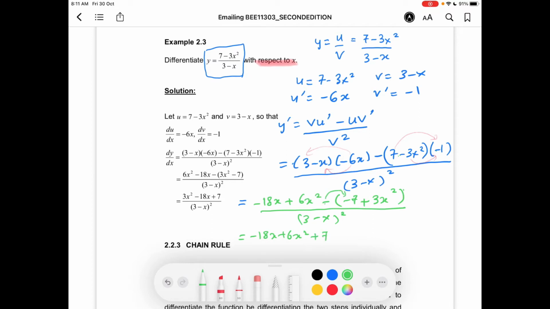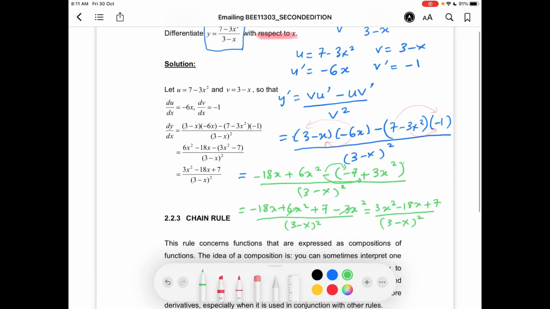Negative negative is positive 7, negative positive is negative 3x squared over 3 minus x squared. So yes, we can simplify this one. We have 6x squared minus 3x squared, so we'll get 3x squared, and then minus 18x plus 7 over 3 minus x squared.